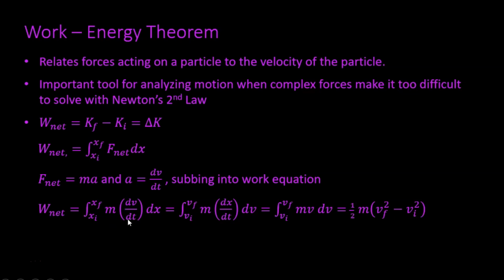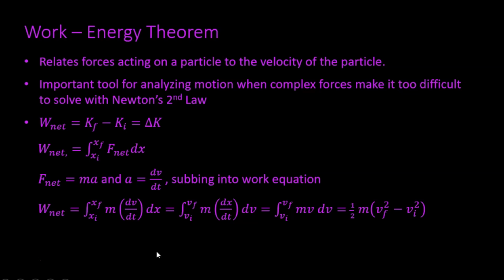We can rearrange these differentials and get it in the form of mass times dx/dt dv. Now when we change the differential from dx to dv, we need to change the limits of integration from x_i to v_i and from x_f to v_f. Notice this dx/dt is the definition for velocity, so we can rewrite this integral as mass times velocity dv. And when we solve this integral from the initial velocity to the final velocity, we wind up with 1/2 mass times the quantity final velocity squared minus initial velocity squared. This is the expression representing the change in kinetic energy.